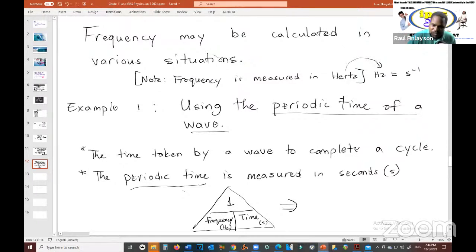This triangle is saying that 1 over time is frequency and 1 over frequency is time. In a question, they'll give you one or the other, but the one is always up top. So it all depends on which one they give you. And let's see if we can bring up a question to highlight that fact.